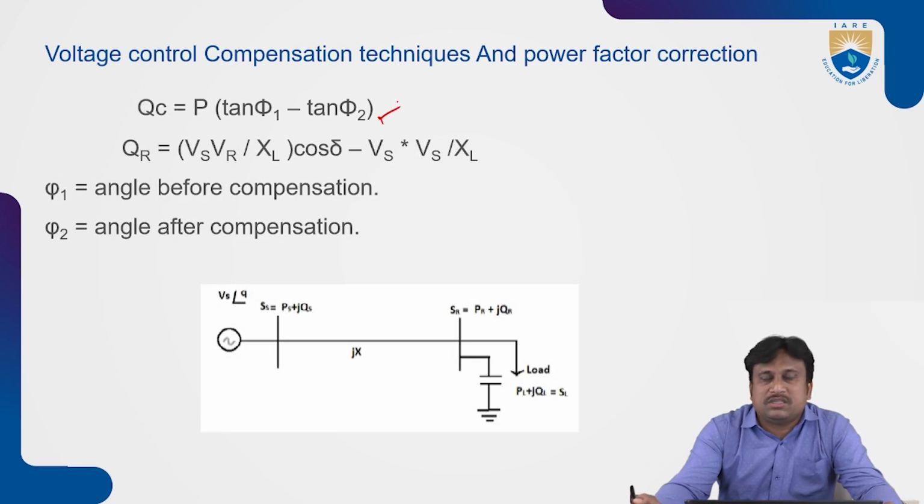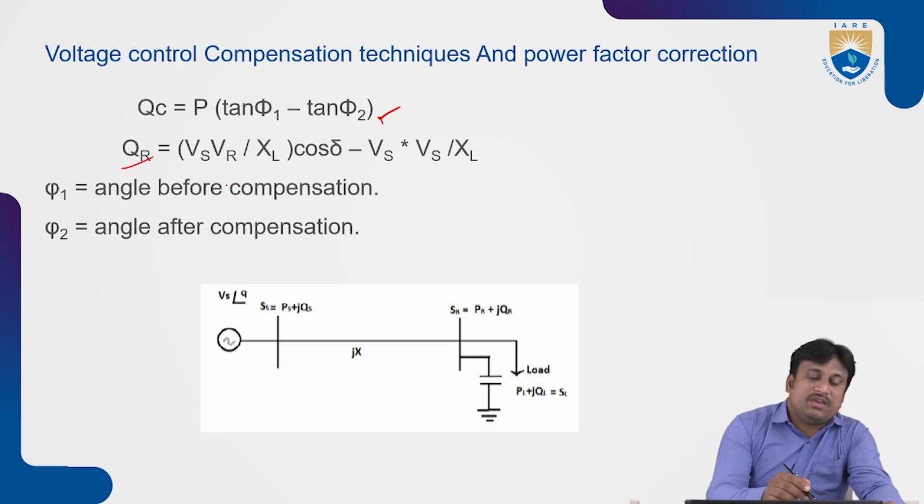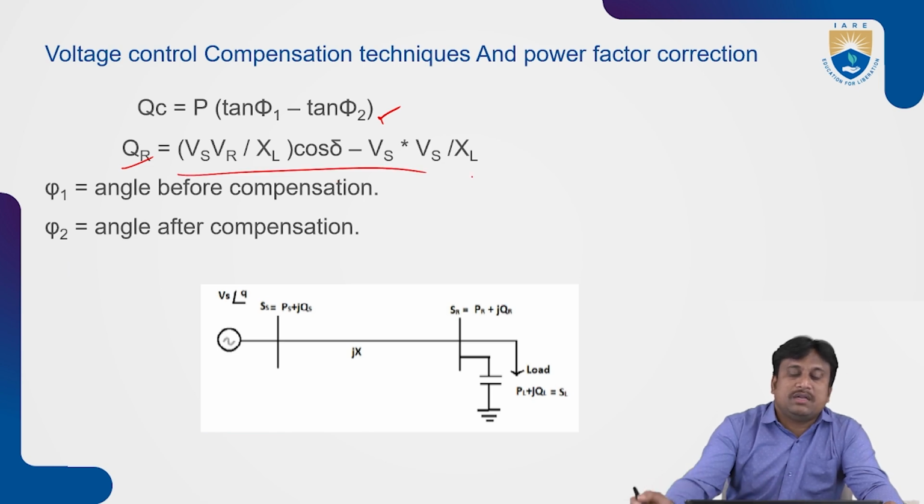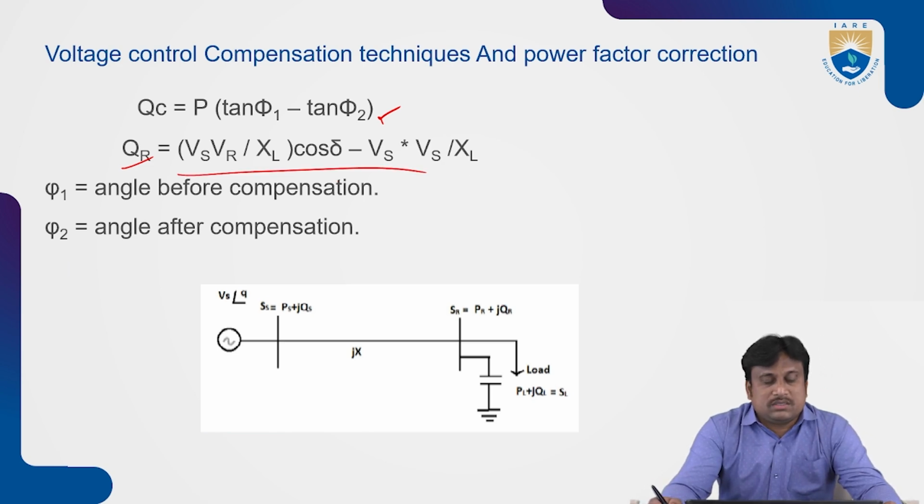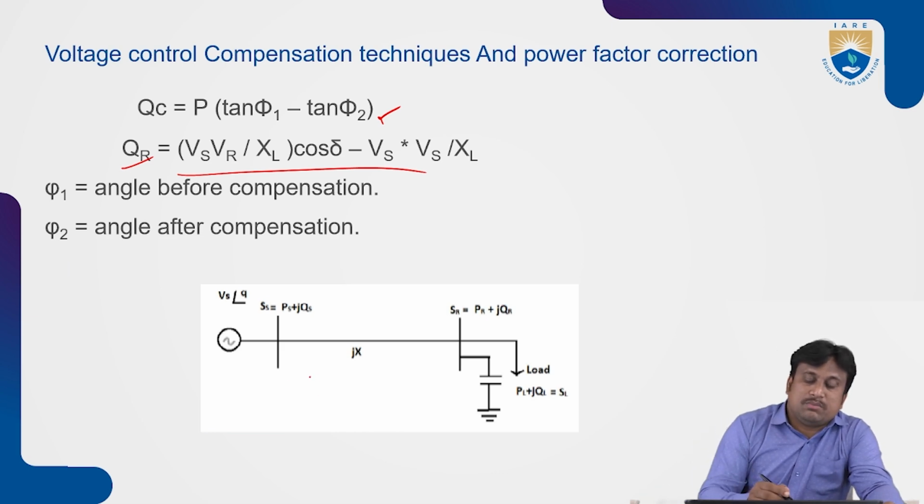So here are some expressions related to this. QC equals P times (tan phi 1 minus tan phi 2), where the receiving end is Vs Vr by XL cos delta minus Vr squared by XL, where Vs is the sending end voltage, Vr is the receiving end voltage, and XL is the inductive reactance at power factor angle cos delta. Here phi 1 is the angle before the compensation method, and phi 2 is the angle after the compensation method.